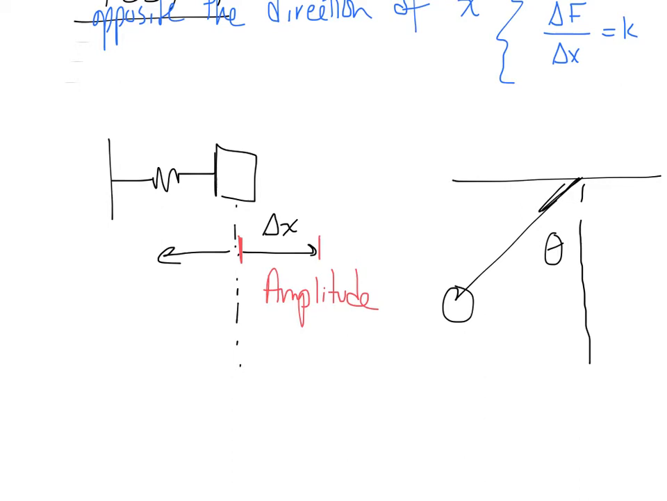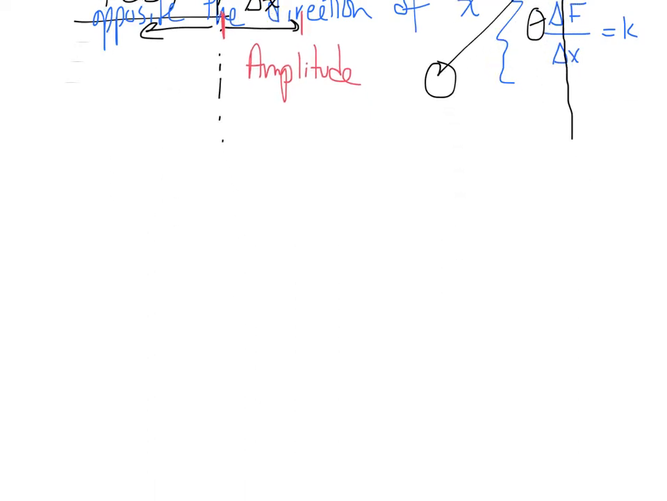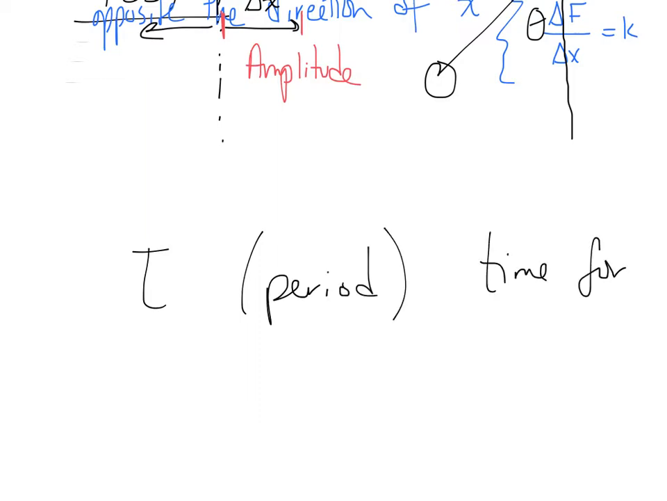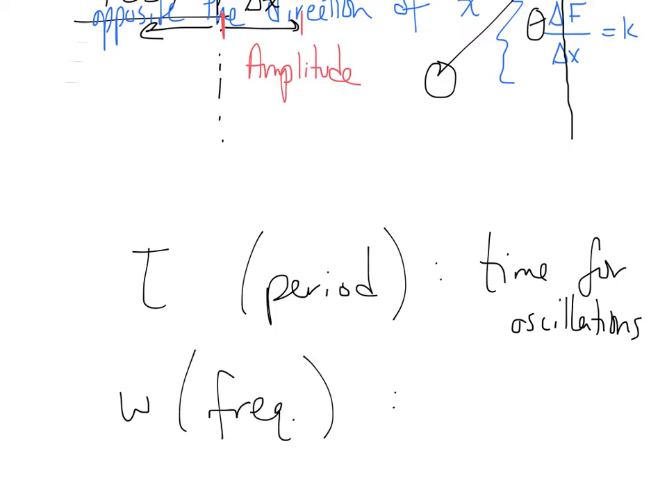Okay, so again, frequency. So period was tau. Let me just jot these variables down. This was tau. That was the period. And this was the time it takes for oscillations. Then omega is the frequency. And this is the amount of cycles or oscillations per period length.